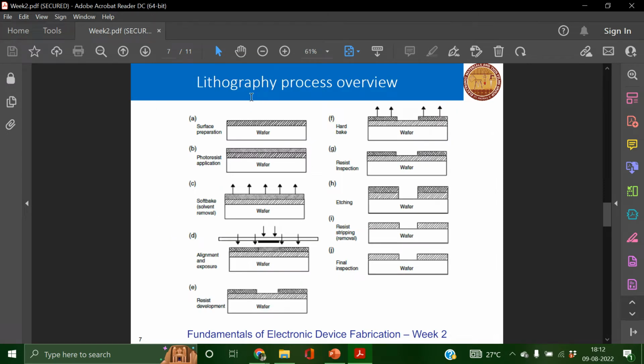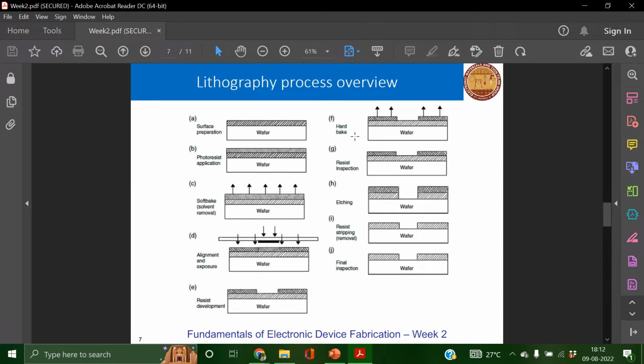So then we saw in the last lecture about the lithography process. Lithography process overview is particularly important because lithography is that particular step that allows the miniaturization of devices. So every year there is a miniaturization of the patterns that are available on a wafer, and this can be achieved by the advances that we make in lithography.